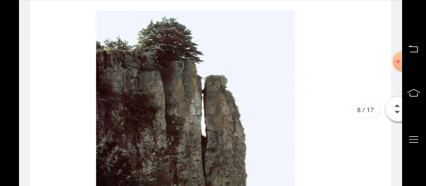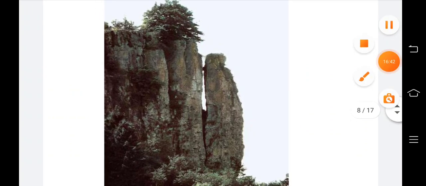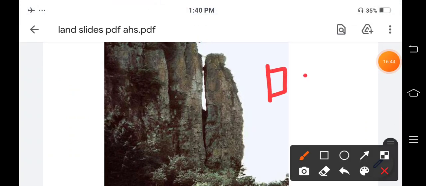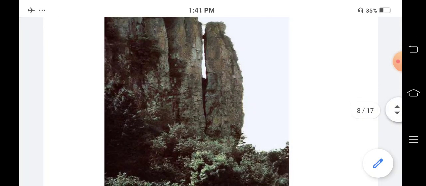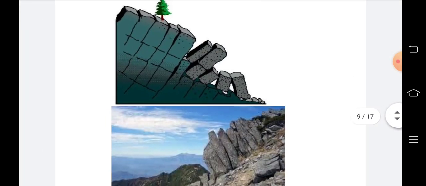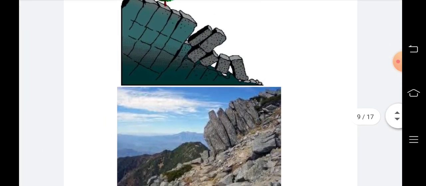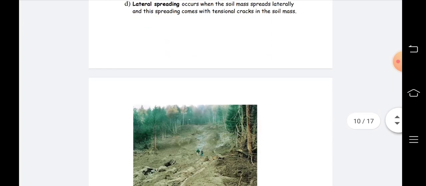Then the rock toppling. Toppling means a single particle that can be tilted. So this is called rock toppling. The original position can be detached after the landslide occurs, and it can be separated due to tilting. This is also an example of rock toppling.